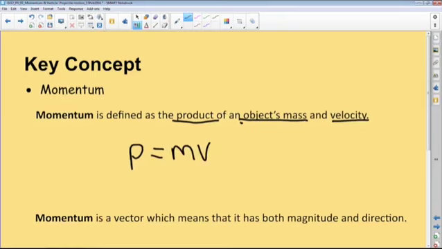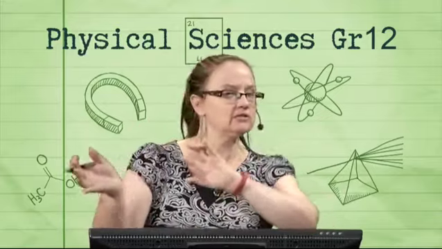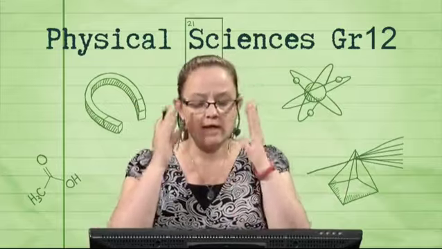What's really important here is that it is a vector, so it has both magnitude and direction. Usually, its direction is the same as the velocity. In fact, there's no exception to that. We've just got to be careful when we have a change in momentum, okay?